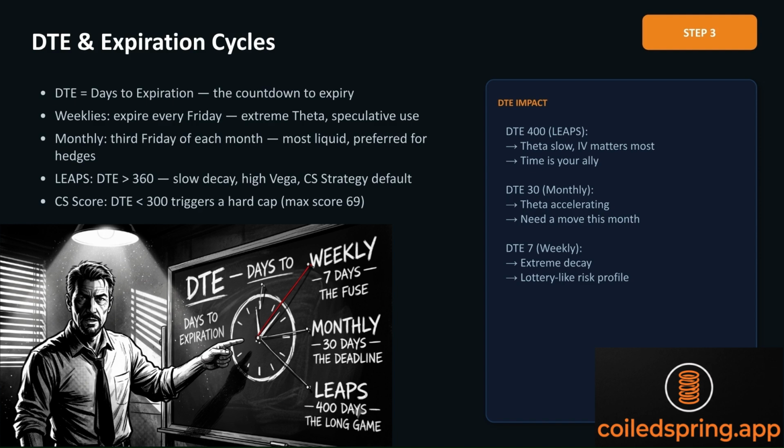LEAPS are anything beyond 360 days to expiration, typically 18 to 24 months out. As we covered in the previous slide, this is where decay is slow and predictable, and where high Vega makes the position sensitive to volatility expansions. Long-dated options give a thesis the time it needs to develop without the constant pressure of the expiration clock.